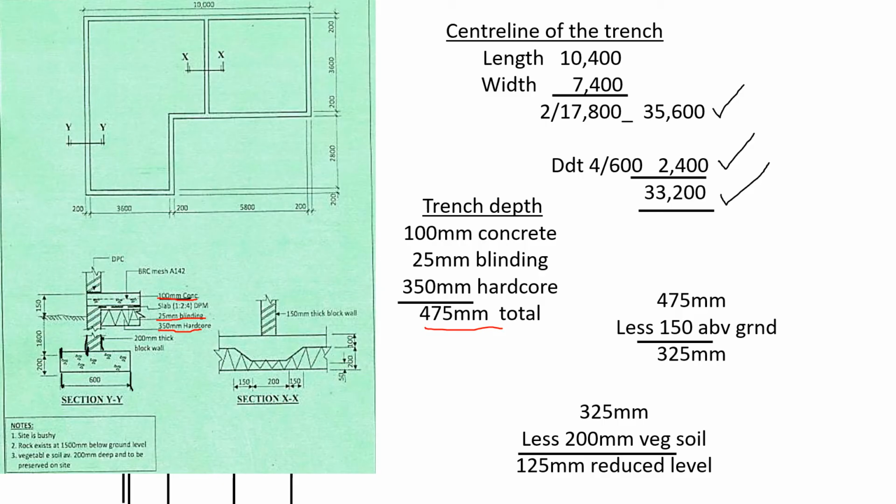What is the depth that we shall not excavate for? Because 150, if you look at here, it's from the ground level to the top of the concrete. That one we shall not excavate. So we shall take 475 minus 150, which is above the ground. We need to excavate 325. Remember we deducted 200 when we excavated for vegetable soil. So we reduced the level to hard core by 125 millimeters to get to the reduced level.